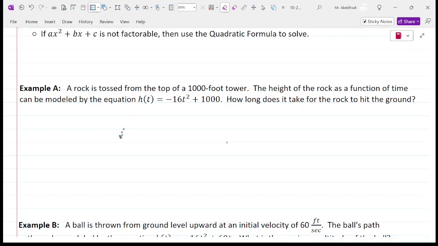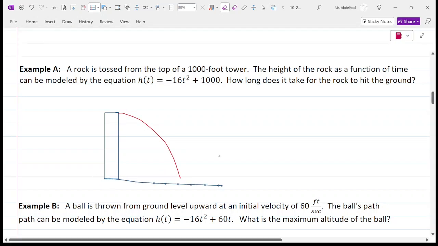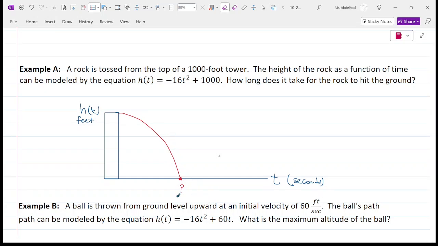Now, it's a great idea to draw yourself a little diagram. So let's say this is the tower, okay? And we're throwing a rock off the tower, and it's going to hit the ground in a parabolic path. Then here's the ground, and the question is, where does it hit the ground? Now, this function is h of t, the height, and this is t. T is seconds, and h of t is feet. We're not throwing it up, we're just kind of rolling it off the top of the tower. And when does it hit the ground?